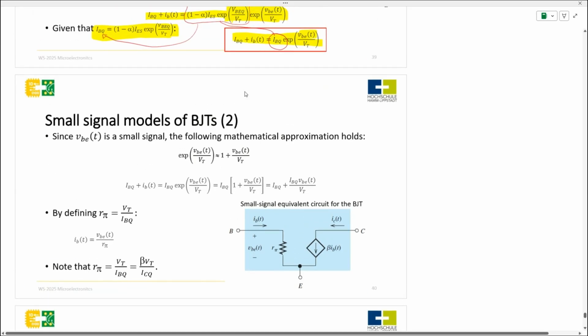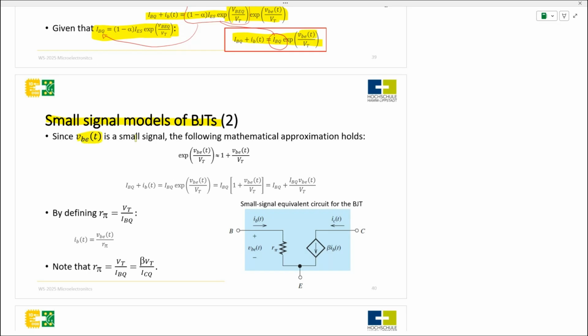So let's continue. Since vbe(t) is a small signal, the following mathematical approximation holds. Your exponential of vbe(t) over VT is almost 1 plus vbe over VT. You are going to replace it in your equation here, and you are going to end up with this equation. And from this, you are going to define a new parameter, r pi equal to VT over IBQ.